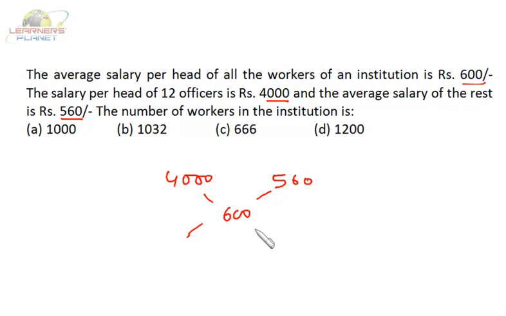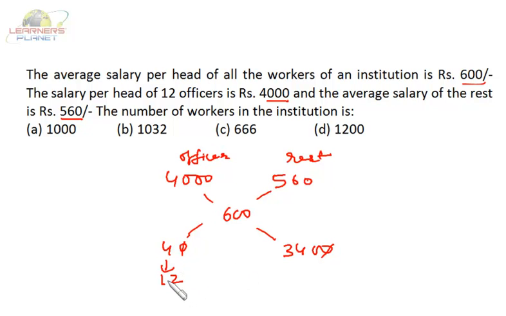Okay, so it is officer class and it is rest. Okay, so it is 3,400 and it is 40. Now this is 12, since there are 12 officers, so this is 12.